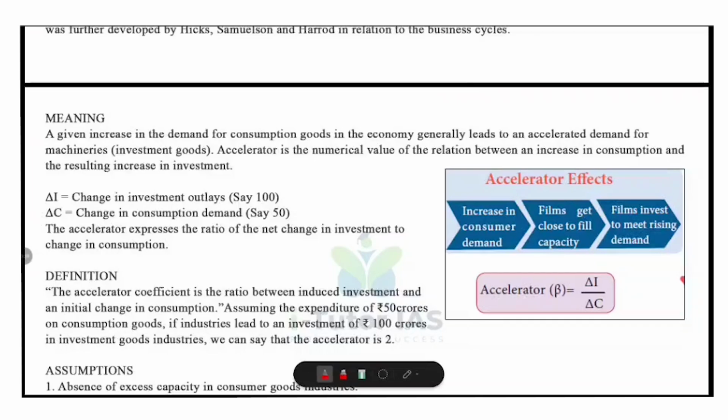In simple words, we can say that when demand for consumer goods increases, producers invest more in capital goods like machines, factories, etc. to meet their higher demand. So a small increase in demand leads to a large increase in investment. For example, suppose a factory produces 1,000 cars using 100 machines. Now, if demand for cars rises by 10%, the factory must produce 1,100 cars. So to do this, it may need 10 more machines, and this causes a 10% increase in demand but a 100% increase in investment. So this is called accelerator effect.